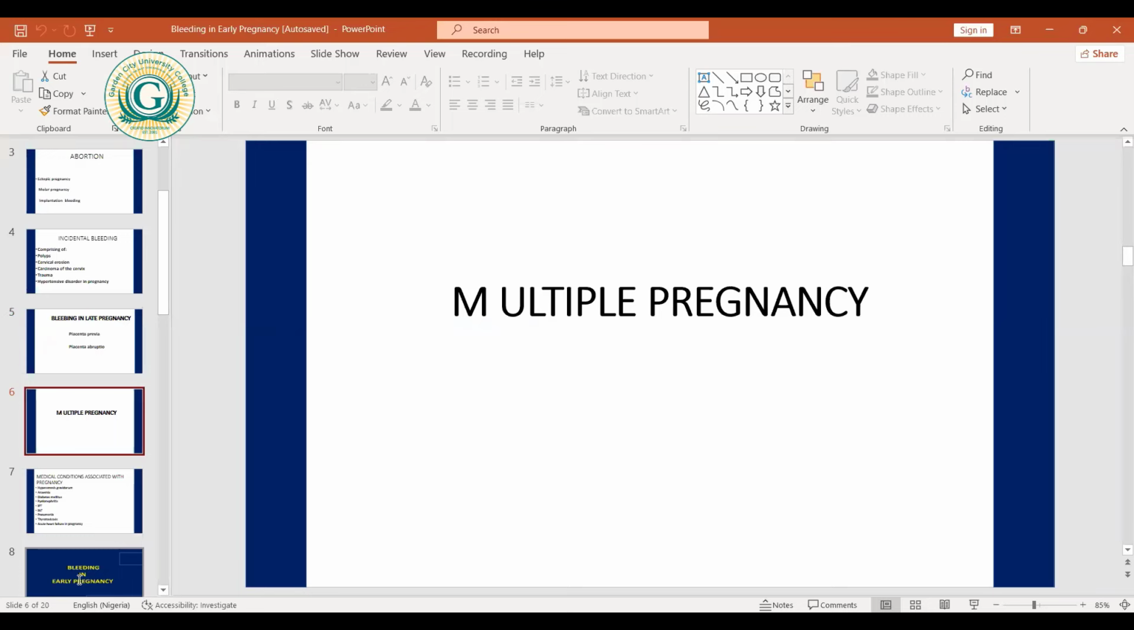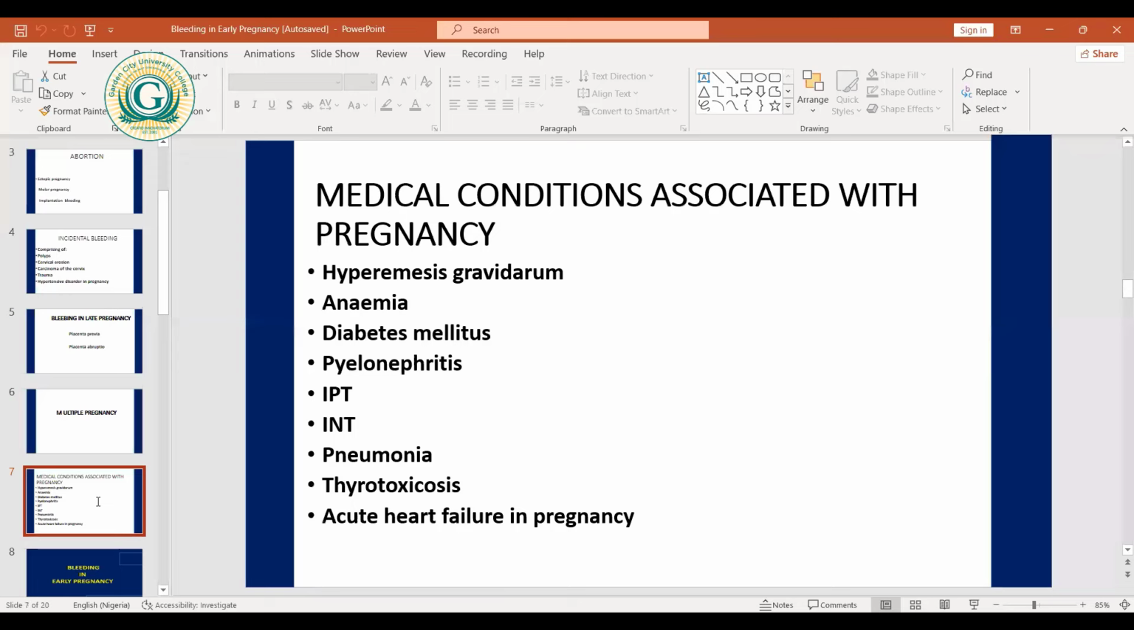Multiple pregnancy also falls under abnormal pregnancy, because the babies are coming two or three at the same time. And then you have medical conditions associated with pregnancy. These medical conditions complicate pregnancy, like hyperemesis gravidarum, anemia in pregnancy, diabetes mellitus, pyelonephritis, which is usually common, and then pneumonia, thyroid toxicosis, which affects pregnancy, and of course heart failure.